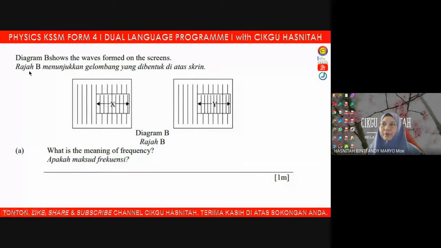Now diagram B shows the waveform on the screen. So this is X from ripple tank 1 and this is Y from the second ripple tank. So what is the meaning of frequency? First question. This is a recall question. Do you recall the meaning of frequency? What does frequency represent?